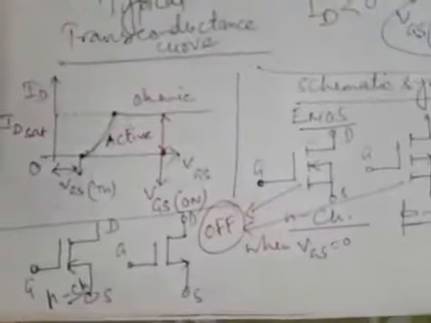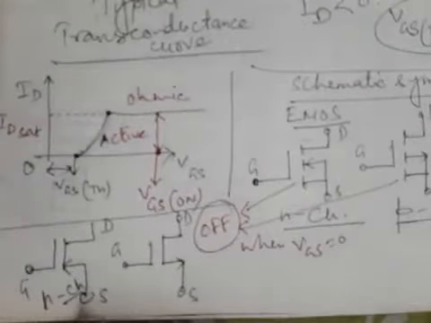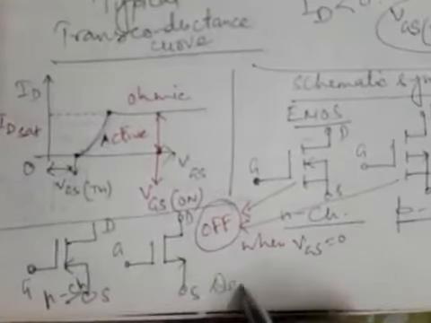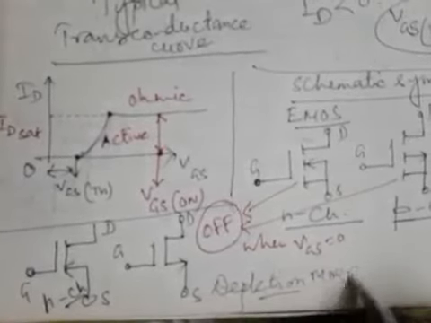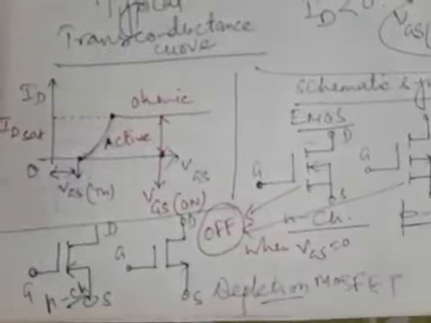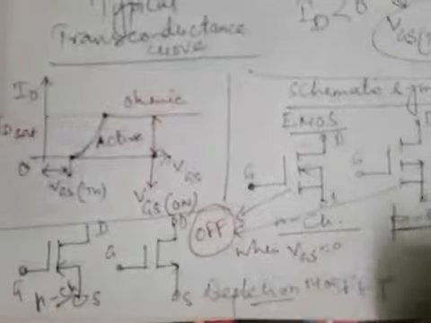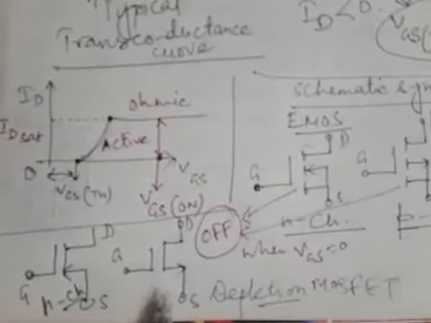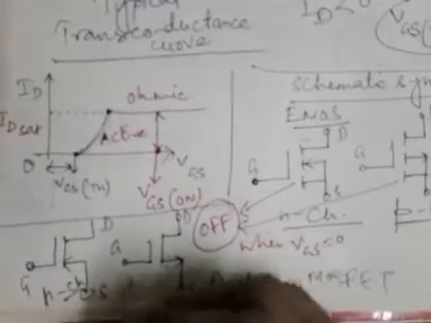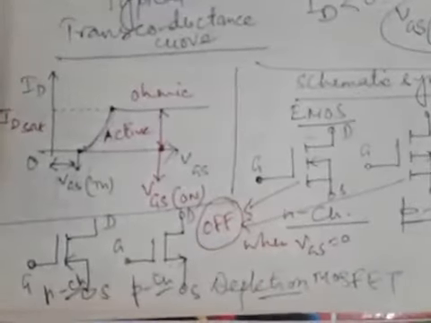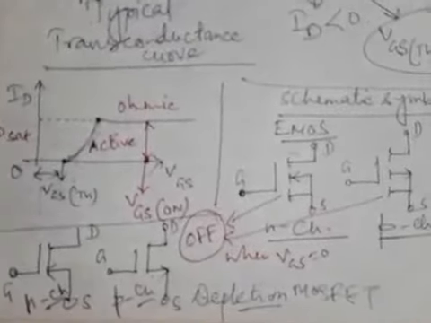Only the broken line is replaced by a solid line, and these two are symbols for depletion MOSFET, or DMOS, and the broken line indicates EMOS. The arrow pointing inward means N channel, and the arrow pointing outward in this symbol means P channel. So these are the circuit symbols for different MOSFETs.